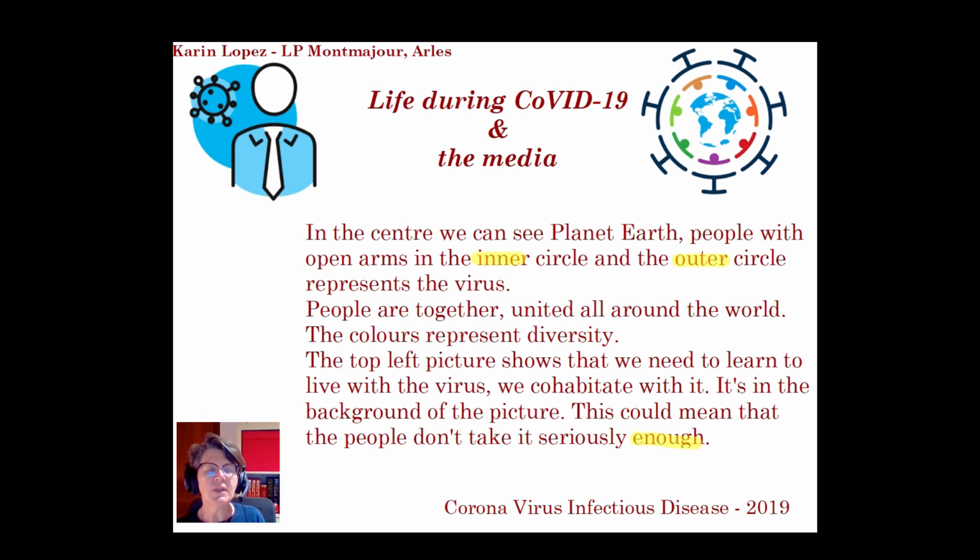So, as you can see, I'll read the text for you. In the center we can see planet Earth, people with open arms in the inner circle, and the outer circle represents the virus. People are together, united all around the world. The colors represent diversity. The top left picture shows that we need to learn to live with the virus. We cohabitate with it. It's in the background of the picture. This could mean that the people don't take it seriously enough.